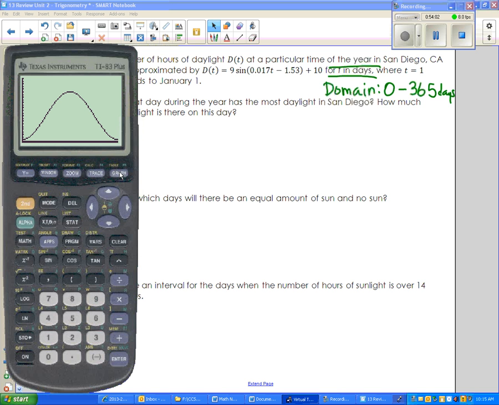So in question A, it says, what day during the year has the most daylight in San Diego? And how much daylight is there on this day? So if I'm looking for the most daylight, I'm looking for the maximum. So choose your second calc. We're going to choose option 4 since that's the maximum. And do remember, though, when we're doing maximum and minimums, we have to choose left and right bounds. We can't just press enter 3 times. It's kind of annoying.